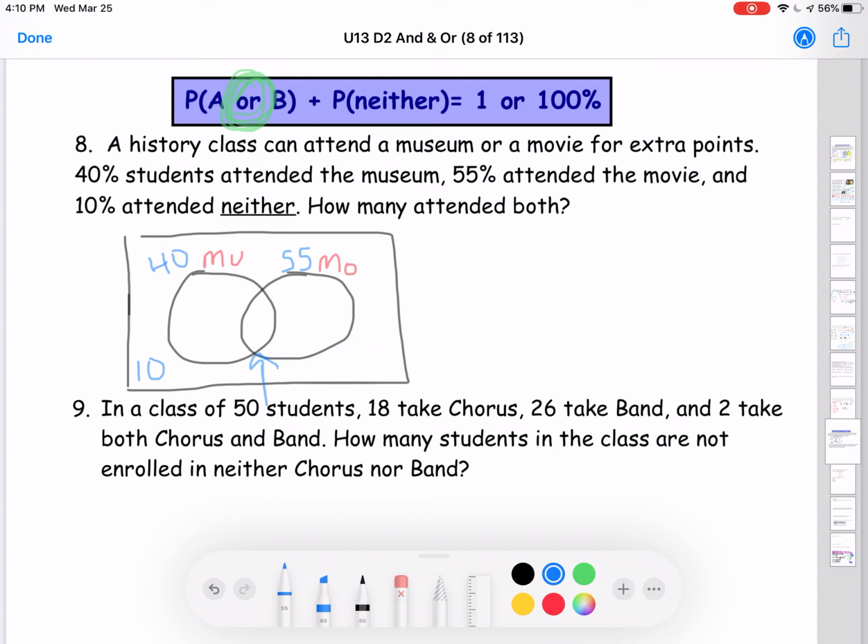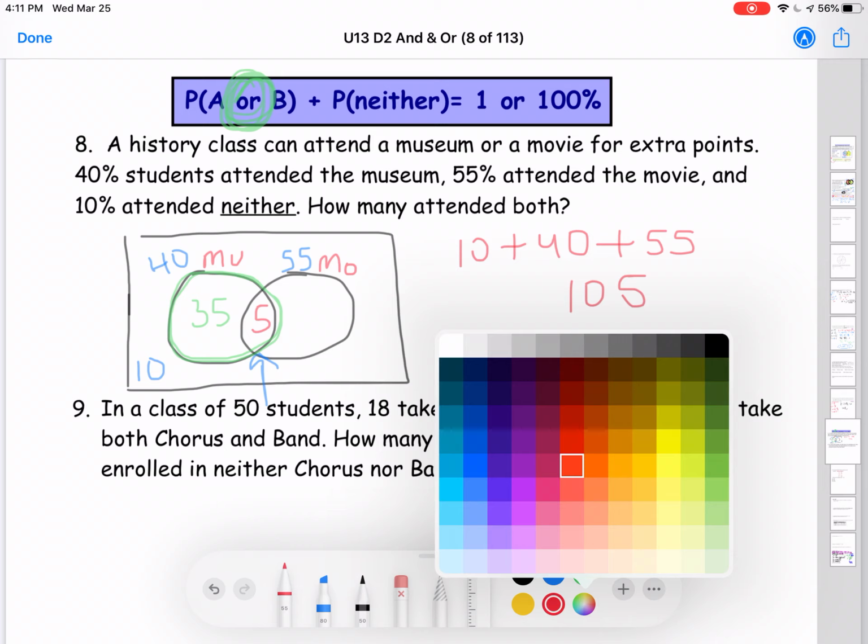Well, let's think logically here. If I add up 10 plus 40 plus 55, and these are all percentages, those percentages add up to 105%. So how can 105% of the class do this? They can't. So that means that there must have been an overlap right here of 5%. Everybody see that? Now, looking at this circle, the whole circle is supposed to be 40, and I already have 5 of it right there. So shouldn't 35% go here?